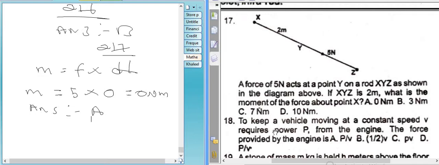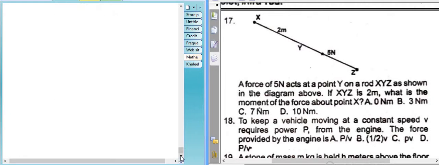Question 18. To keep a vehicle moving at constant speed B requires a power P from the engine. The force provided by the engine is A. P over B, B 1 over 2B, C PB, and so forth. So let us have a simple expression for this. In this case, we have the force and velocity and then the power. That is our parameter. So we have power, we have the force, and we have the velocity.